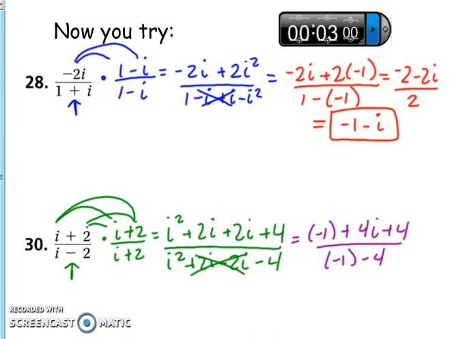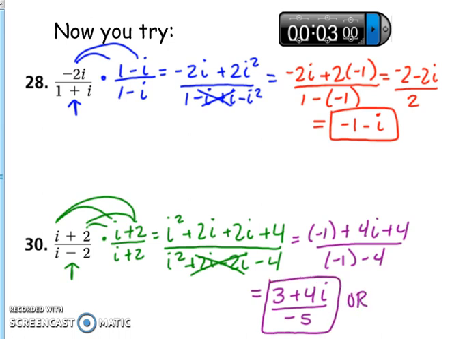So I'm going to have 4 and a negative 1. So that's going to give me 3 plus 4i on the top. And on the bottom, I have negative 1 minus 4. So that's going to be negative 5. So you can leave this as your answer. If you want to get rid of the negative 5 in the bottom and make it a positive 5, you can rewrite this as negative 3 minus 4i over positive 5. Okay, either one is an acceptable answer.